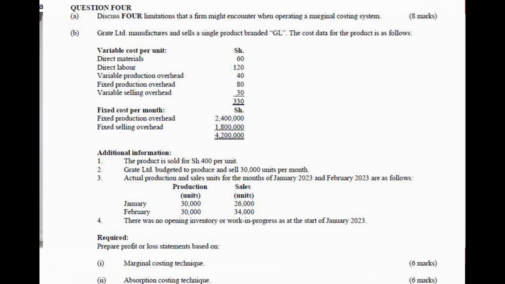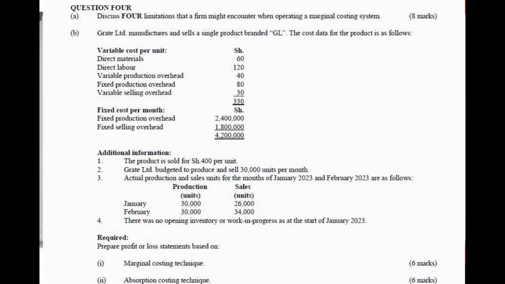So looking at that question of ours, my good students, these are what we are told. We are told to discuss 4 limitations that a firm might encounter when operating a marginal costing system. You see question 4A. So you need to discuss basically limitations that a firm might encounter when operating a marginal costing system.